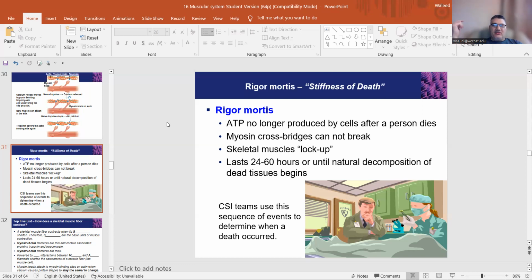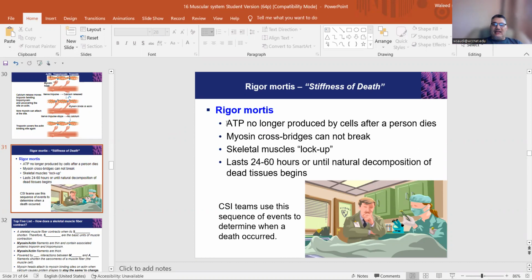And that explains, if you ever see this, when somebody dies, they usually close their mouth. Because if rigor mortis came while the mouth is open, you cannot close it until the muscles start to break down. But I'm talking about the beginning. So this is called rigor mortis.